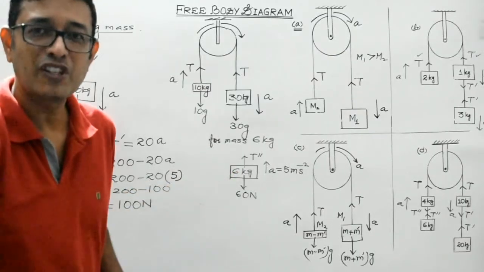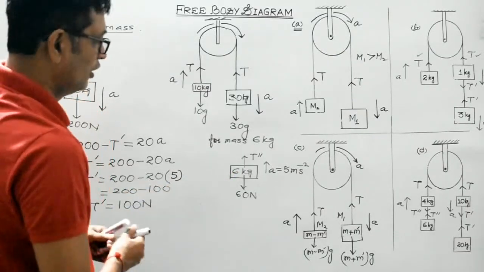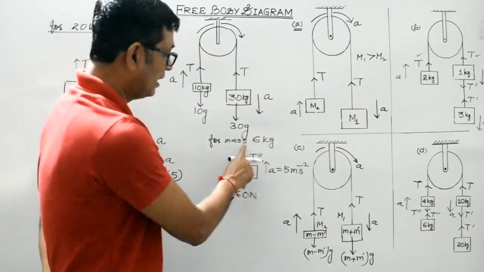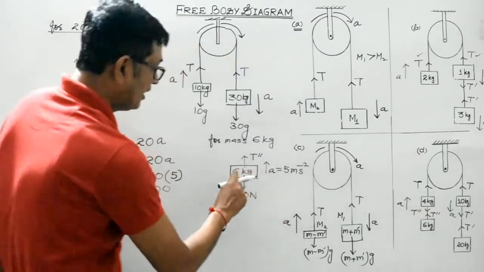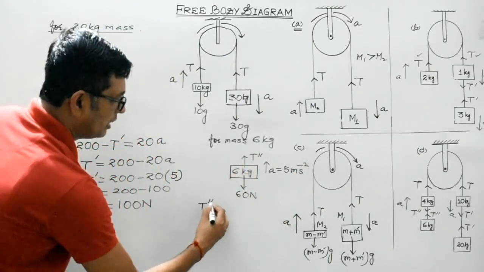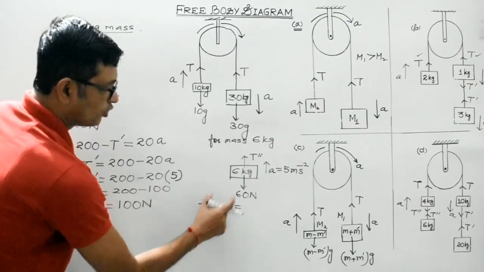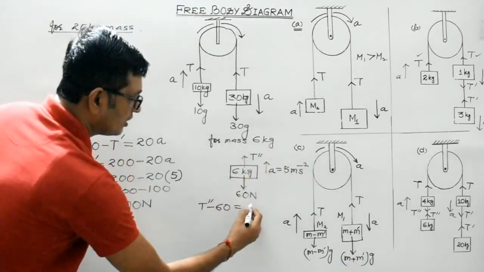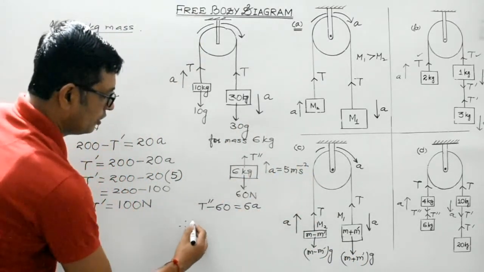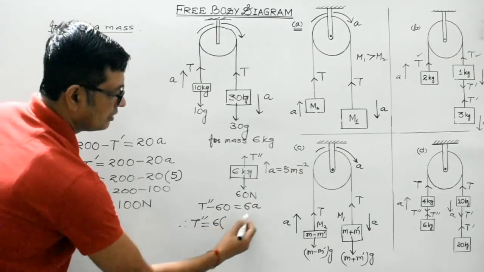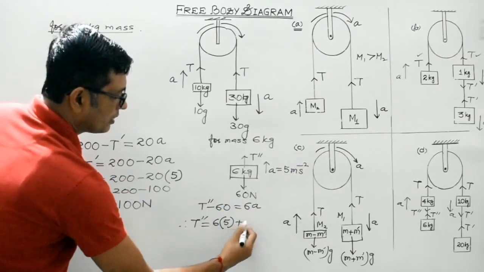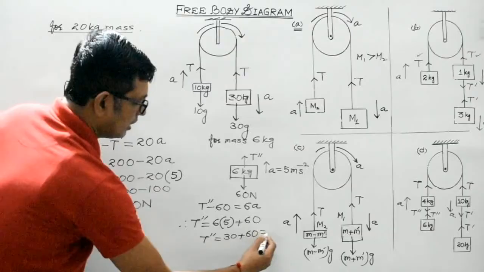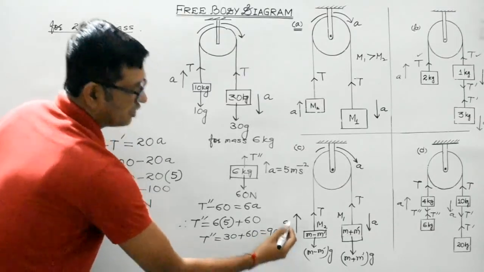So we can easily construct the equation and solve for T double dash, right? Net force is acting in the upward direction, so T double dash must be greater than 60, and being oppositely directed, net force acting on 6 kg would be T double dash minus 60. And net force is equal to mass into acceleration. Mass of this body is 6, into A. Therefore, T double dash would be equal to 6 into 5 plus 60. So T double dash would be equal to 30 plus 60, and that is equal to 90 Newton.